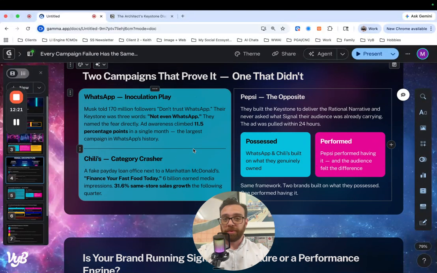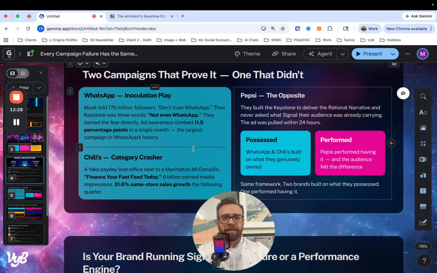Let's contrast this a little bit with what Pepsi did. Pepsi screwed it all up with the Jenner ad. They built a Keystone to deliver a rational narrative and never asked what signal their audience was actually carrying. This was during the 2017 riots with BLM. Here is Jenner coming in. She takes off a blonde wig. She's got this beautiful black hair, and she goes past the protesters and she hands a Pepsi over to the squad officers.